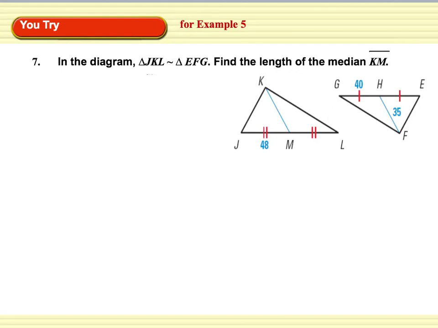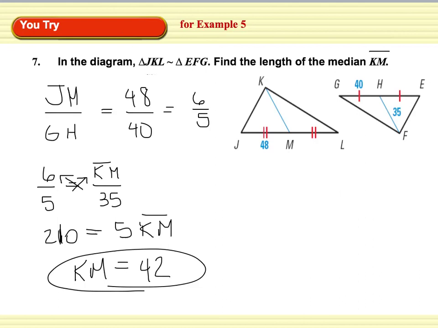Okay, you try. In the diagram, triangle JKL is similar to triangle EFG. Find the length of the median, which is the median KM. All right, so find the scale factor first, then use the scale factor to find the length of KM. I'm pushing pause.